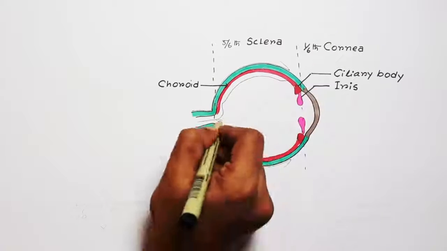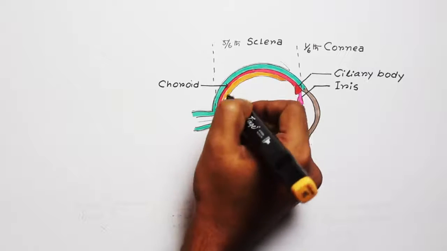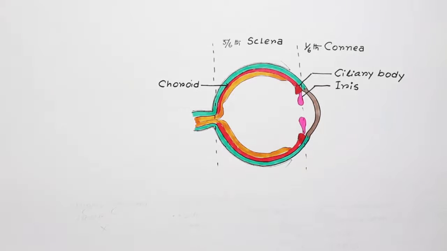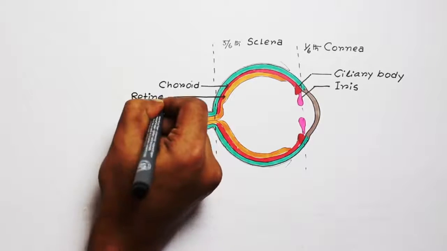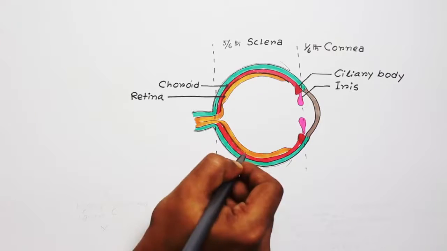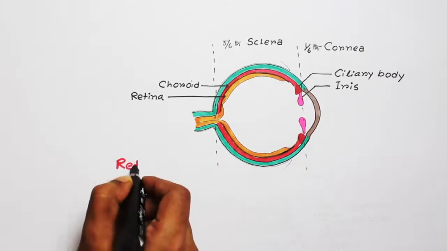Now, the most important part is the inner layer. Only this layer can convert electromagnetic energy into electrochemical signals. This layer is called retina. If you enlarge this portion, you will see the retina has two parts: one highly pigmented layer and a neural layer.